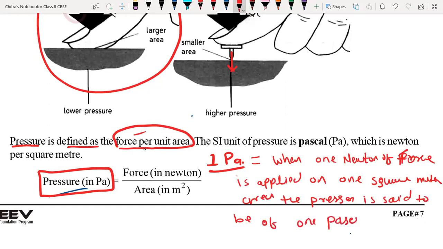Sir, yesterday you told about this, sir. Yes, wait a second. Okay, yes, beta.